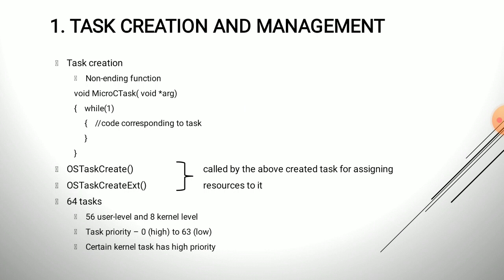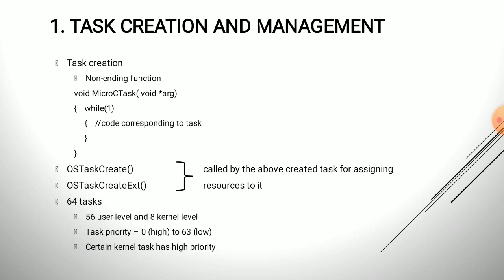Calling these functions allocates the memory for the task and puts the task, that is micro C task, into the ready state. Now micro C OS2 supports up to 64 tasks. Out of this, 8 are kernel level tasks and 56 are user level tasks.